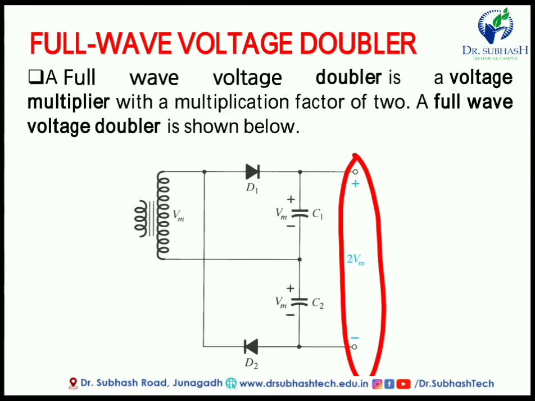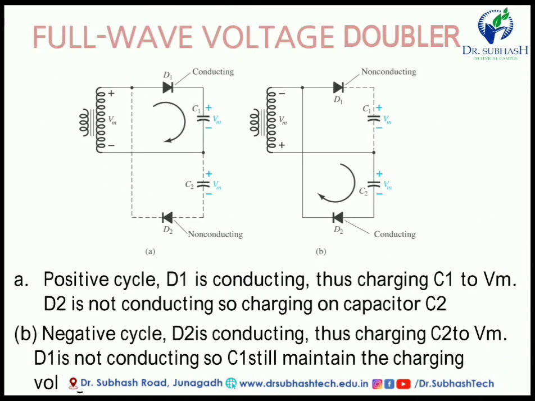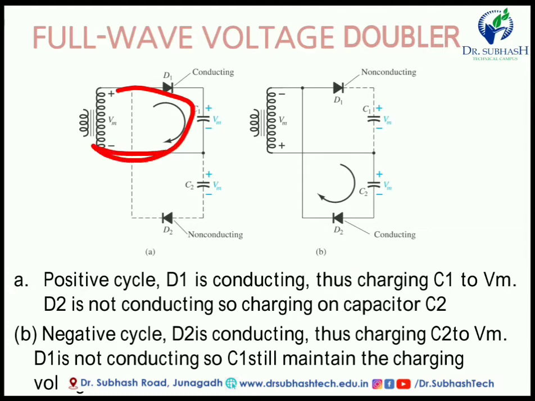So this is the full wave voltage doubler circuit, and this is about the voltage multiplier, meaning it doubles the voltage. Input voltage is Vm and output is 2Vm, so it is known as a voltage doubler. Now the full wave voltage doubler, we already discussed in the previous slide. In the positive half cycle what happened? The direction of current is like this. Current will flow through this capacitor and charge it up to Vm.